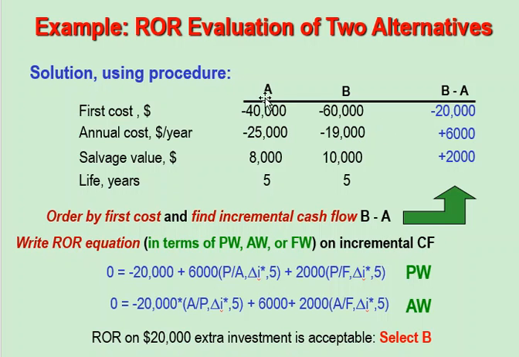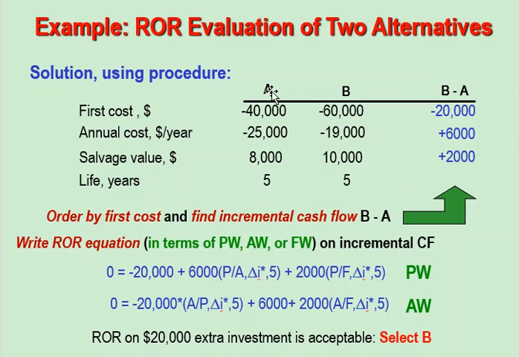For independent alternatives, I will get the rate of return of A, then I will get the rate of return of B. That's independent. And any rate of return that is greater than MARR is a good investment, a good alternative. But because here we are dealing with mutually exclusive alternatives, I do the following. I get the cash flow, then I get the rate of return of this cash flow.